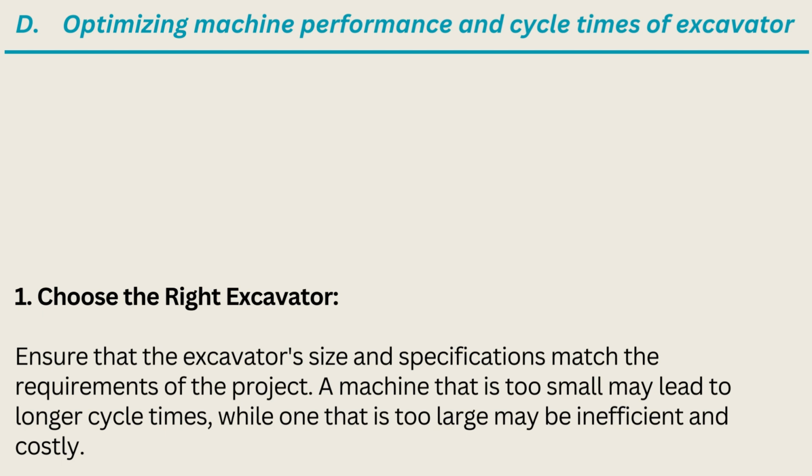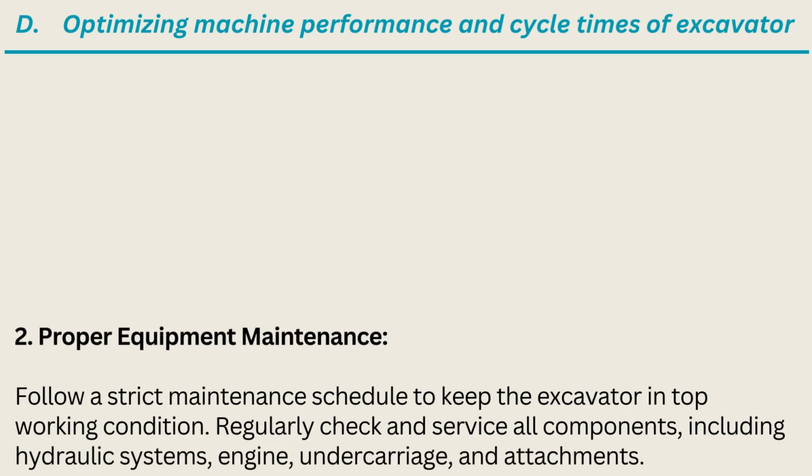1. Choose the right excavator. Ensure that the excavator's size and specifications match the requirements of the project. A machine that is too small may lead to longer cycle times, while one that is too large may be inefficient and costly. 2. Proper equipment maintenance. Follow a strict maintenance schedule to keep the excavator in top working condition. Regularly check and service all components, including hydraulic systems, engine, undercarriage, and attachments.